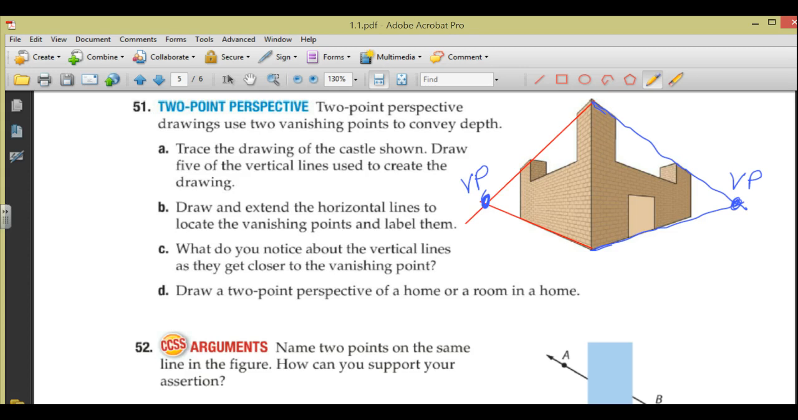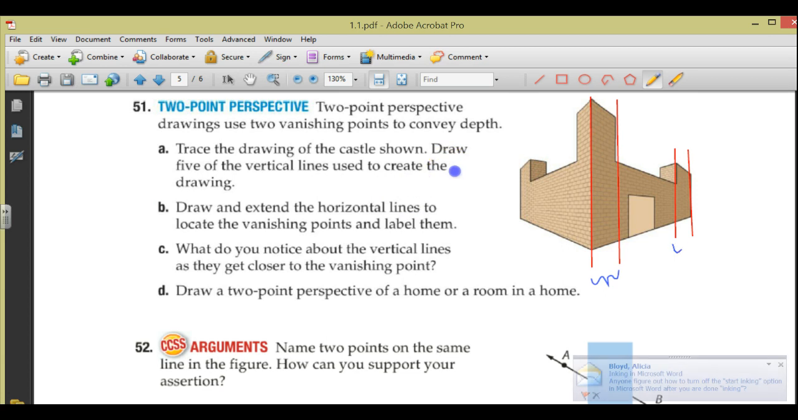Part C, what do you notice about the vertical lines as they get closer to the vanishing point? So let's take a look there. We have vertical lines on this side of this tower, and notice how far away they are spaced. And then we have vertical lines for this tower, and what I want you to notice is how far they're spaced apart. So as they get closer to the vanishing point, they get closer together.